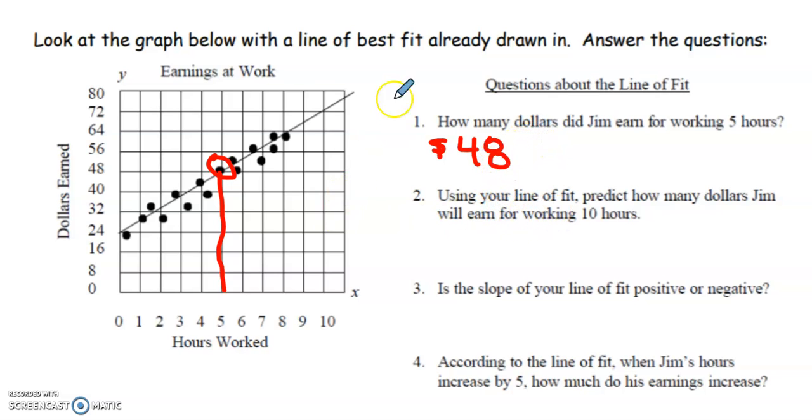Okay, they're saying use that line that they have drawn for us to predict how many dollars Jim will earn if he works 10 hours. So we're going to go over to 10. See, he hasn't worked 10 hours yet, but we're going to predict. And we're just going to, as best we can, estimate. And it looks like right there, he's going to earn about $72 if he works 10 hours.